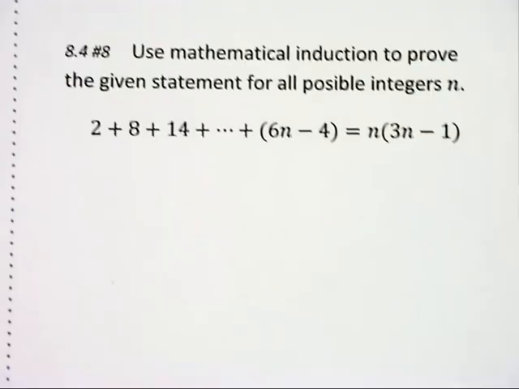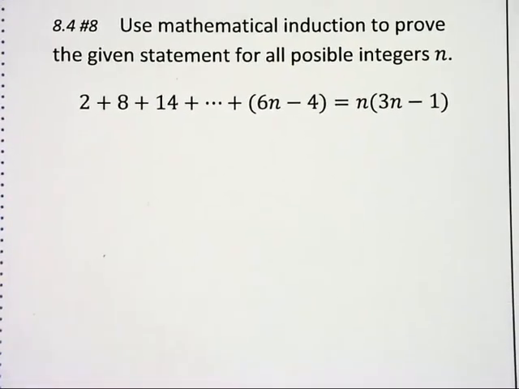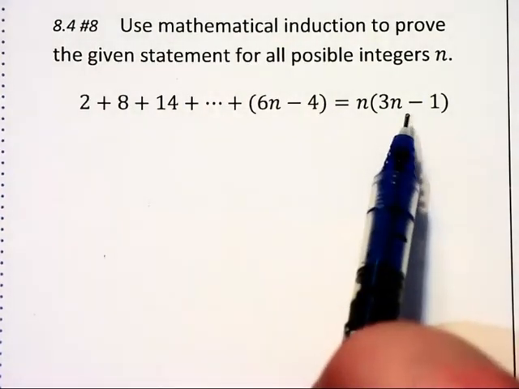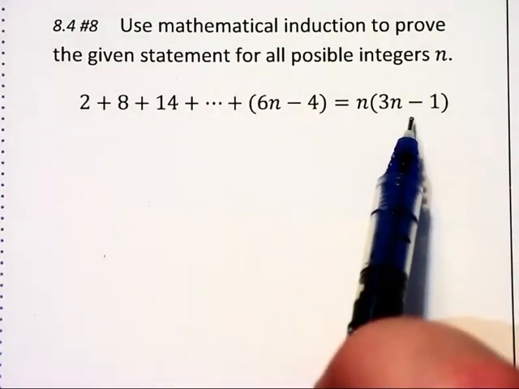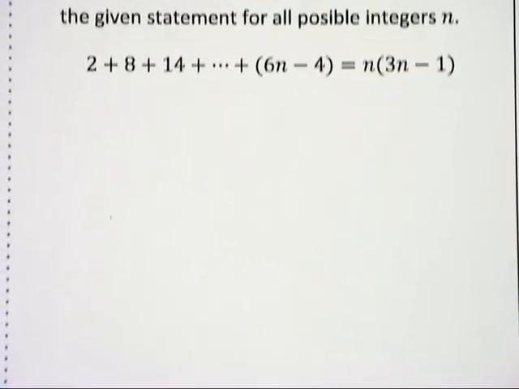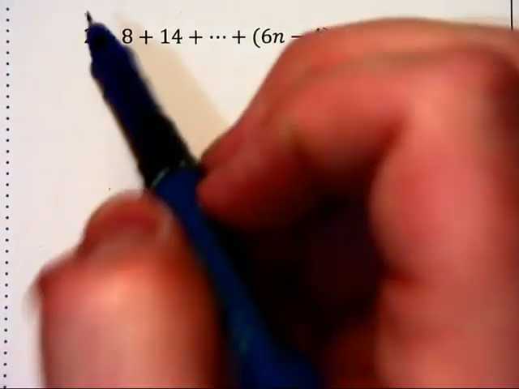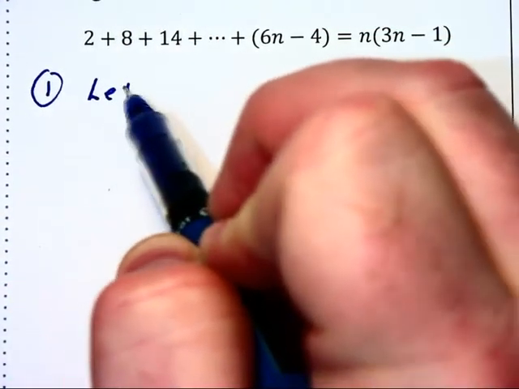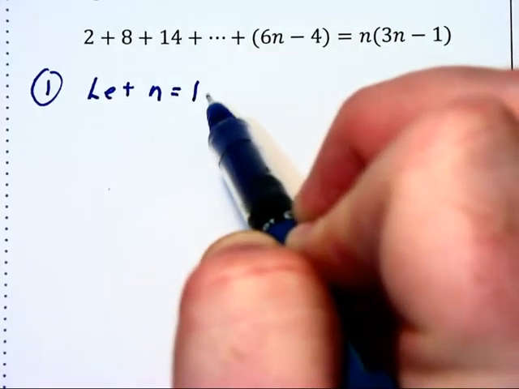So let's do this for our first problem here. We will be given a true statement and we need to prove that it's true for all values of n. We will not be given a false statement to begin with. So let's begin. Step number 1, show that this is true when n is 1. So let n equals 1.